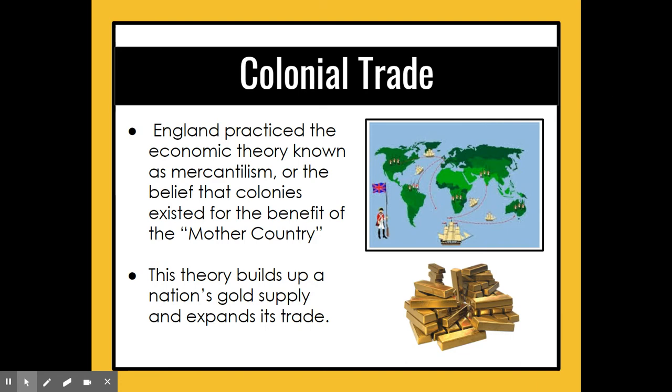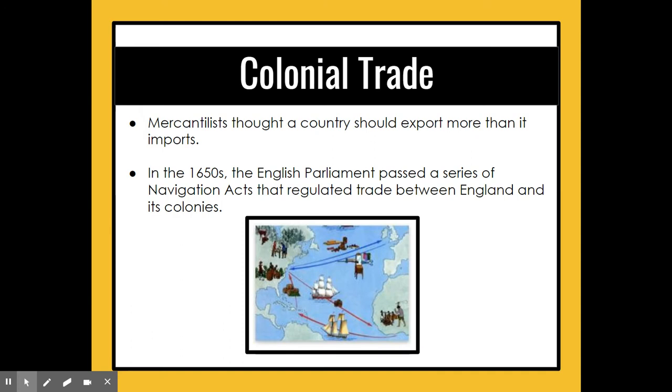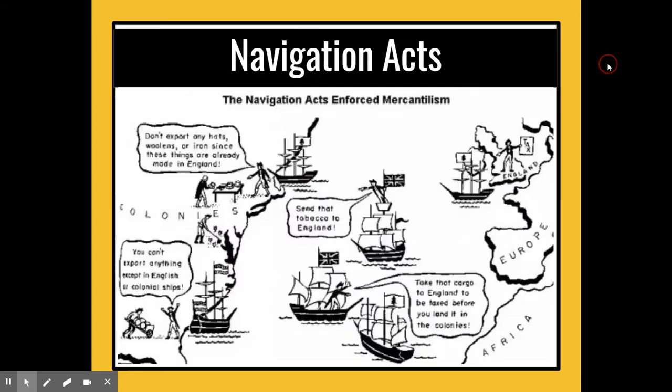The English practiced the economic theory known as mercantilism, or the belief that colonies existed for the benefit of the mother country. In this case, the mother country is England. This theory builds up a nation's gold supply and expands its trade. Mercantilists thought a country should export more than it imports. In the 1650s, the English Parliament passed a series of Navigation Acts that regulated trade between England and its colonies.